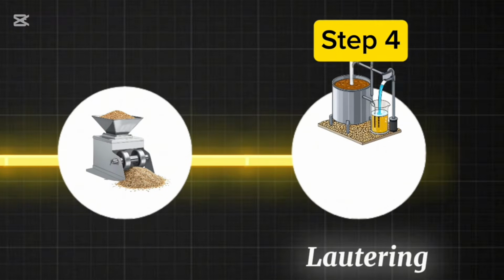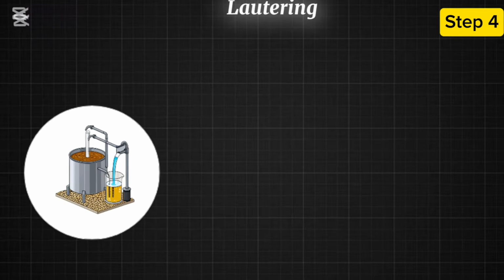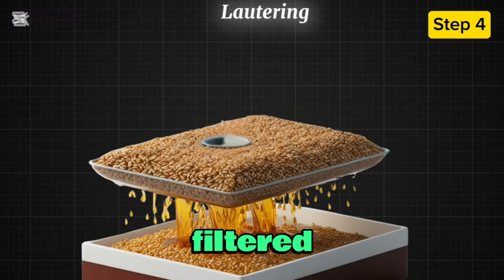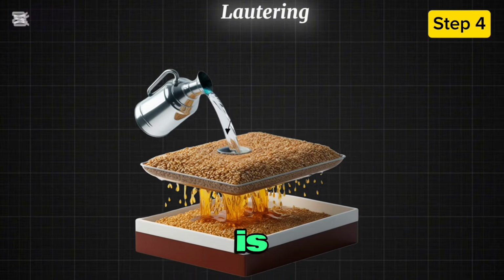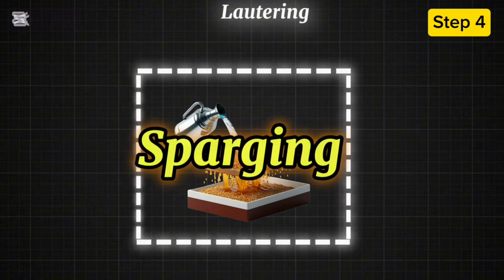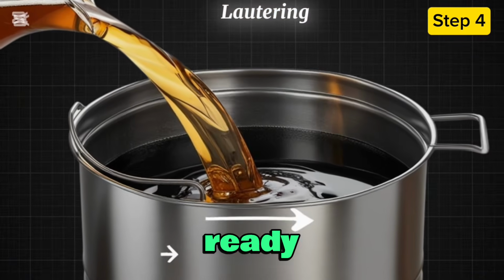Step 4. Lautering. Next comes the lautering process. After mashing, the wort is separated from the solid grain particles. The wort is filtered through a grain bed, and hot water is added to extract any remaining sugars. This process is called sparging. The wort collected from lautering is now clear, and it's ready to be boiled.